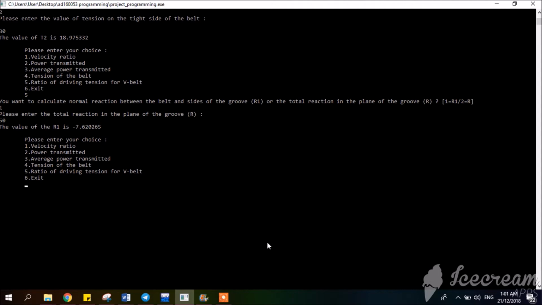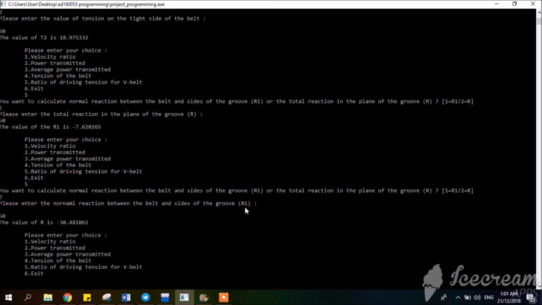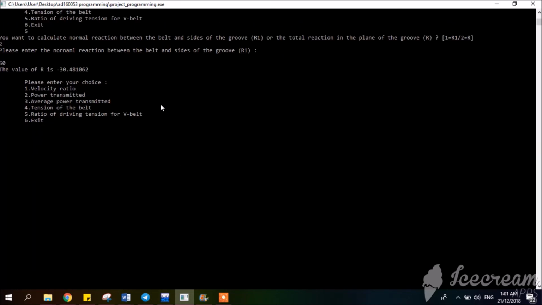Next we try to calculate the total reaction in the plane of the groove, R, which is number 2. So first we enter number 5, and we choose number 2. Then please enter the normal reaction between the belt and sides of the groove, R1. It's the same, we need this value R1 to calculate the total reaction in the plane of the groove. I enter the value 50, and then we get the value of R, the total reaction in the plane of the groove, which is negative 50.4811062.